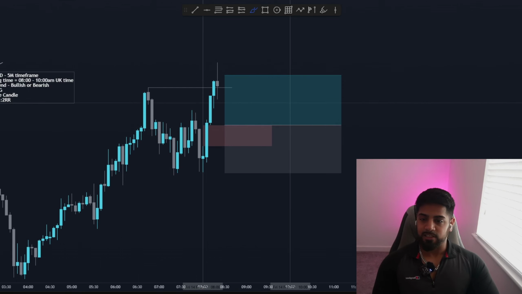But now that we've done that, let's go over our checklist. And what have we done? We've identified that we're on gold on the 5-minute time frame. Perfect. We're trading between the times of 8 and 10 a.m. UK time. Perfect. We are bullish and our trend is bullish, therefore we are only going to be looking for buys. Perfect. We've identified the 5-minute fair value gap that is nestled inside of this volume candle, which actually gave us the breaker structure to the upside as well.